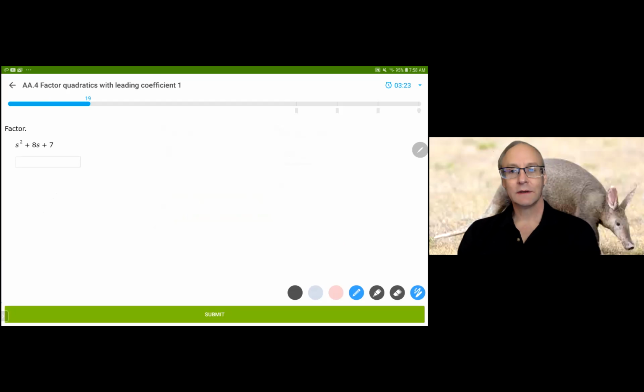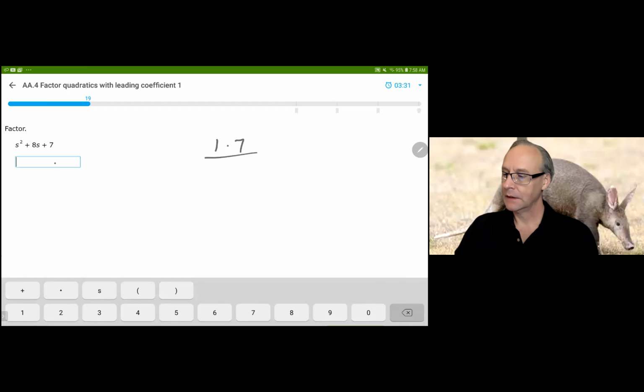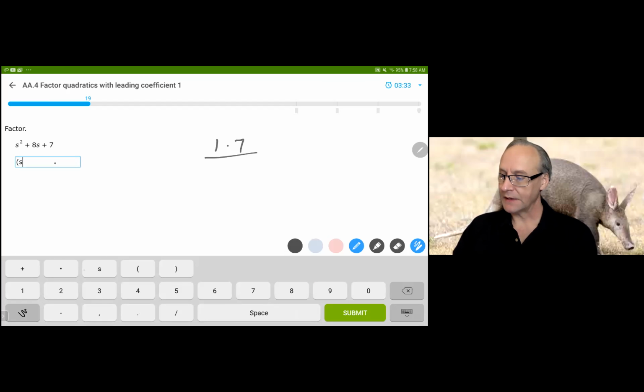So now another prime. There's only one way to go, 1 times 7. And sure enough, that adds up to 8, doesn't it? So we're talking about s plus 1 and s plus 7. And our middle term is going to be that 8, isn't it?